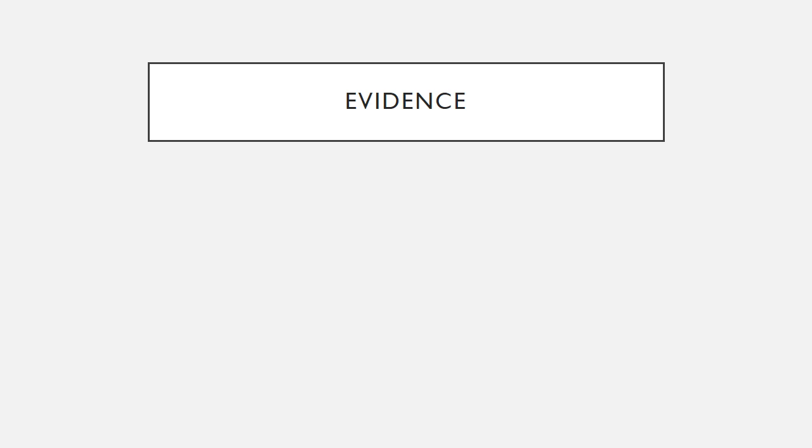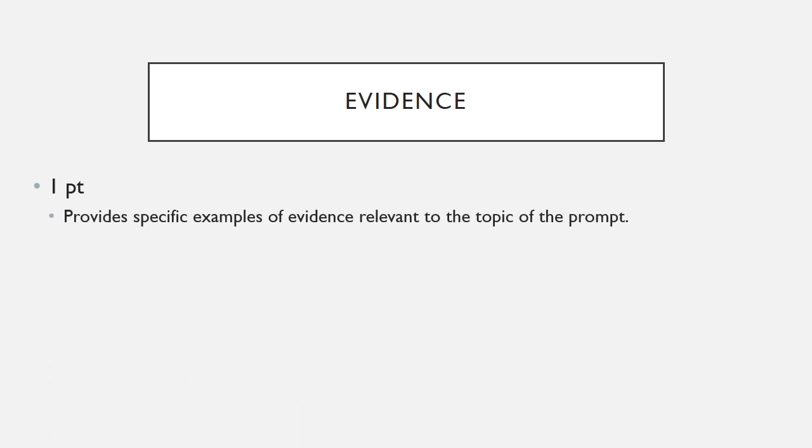So anyway, evidence. Take a second to read it on your rubric. Everyone reading it. How many points can you get with evidence? 2 points. To get 1 point, you need to provide specific examples of evidence relevant to the topic of the prompt. None of you should be shooting for just getting 1 point.